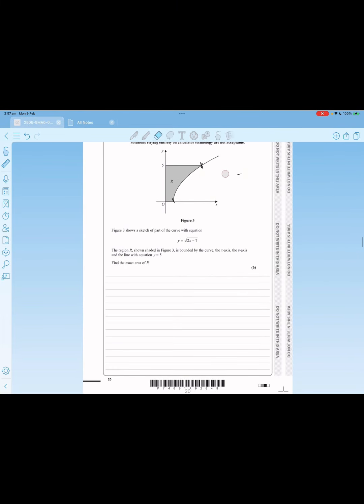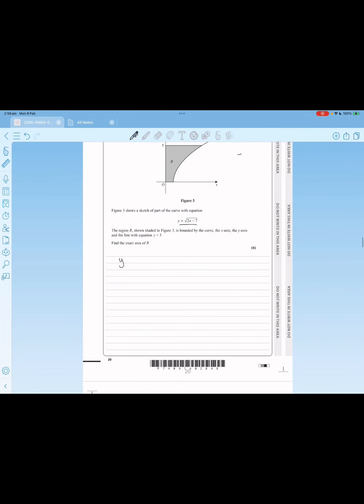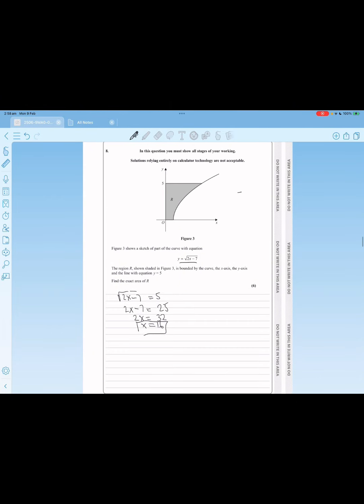First step is to find this intersection point. So this is y equals 5, and my equation is root of 2x minus 7. So root of 2x minus 7 is equal to 5. Therefore, I'm going to square both sides. 2x minus 7 is equal to 25. 2x is equal to 32. x is equal to 16. So this point over here is going to be 16.